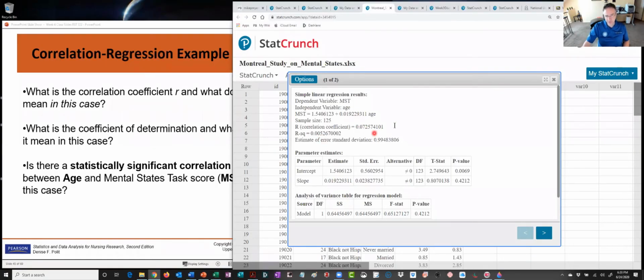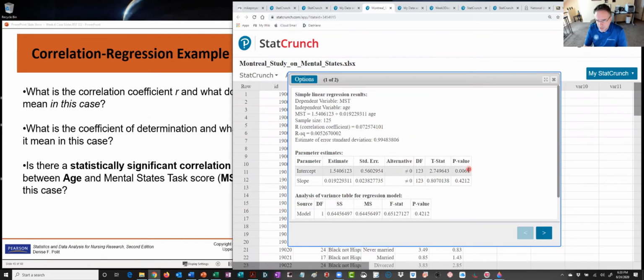But we're getting a correlation, and the R squared is, so we square that, 0.005. So only about 0.5% of your mental state score is accounted for. The variability in your score is accounted for by the variability in your age. This is a really weak predictor, although it's positive.